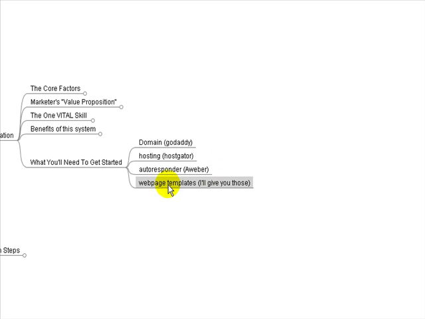And then the last thing you'll need is web page templates, but don't worry, I'm going to give you those as a bonus to this course because I want to give you all the resources that you need to succeed with this. So I'm going to give you the web page templates, but you will need an autoresponder, hosting, and a domain. I'm not going to show you how to get these three. If you do need help, though, I will more than gladly help you out with them. I'll even make a video for you showing you how to buy a domain, how to buy hosting, how to get your autoresponder. No problem with that at all.